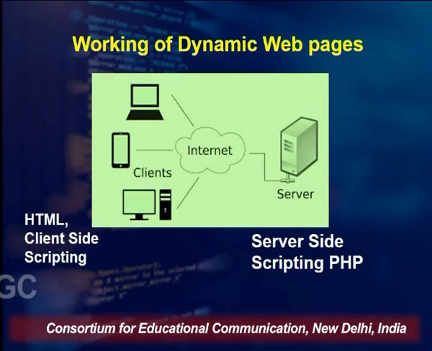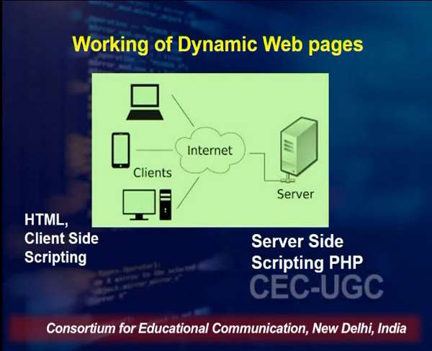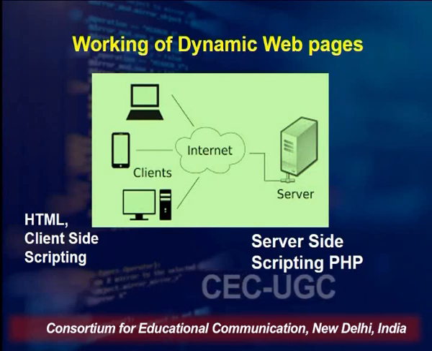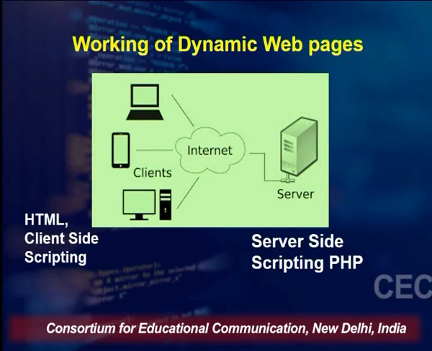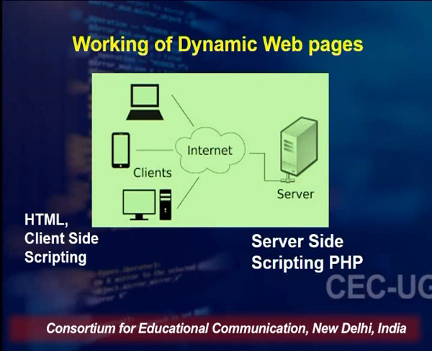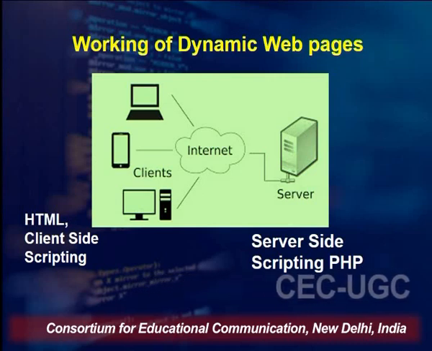So basically, if we look at how dynamic web pages work, we have seen that two types of technologies are used at the client side and the server side. At the client side we use HTML for the basic creation of the web pages, and then we use some kind of scripting, like we will be using JavaScript here. At the server side also we can use scripting, and besides scripting we use other tools for server side programming like PHP. So these are the two tools which are used for creating dynamic web pages.